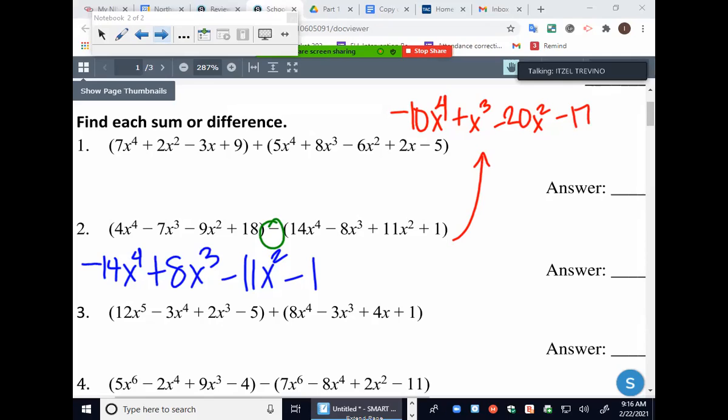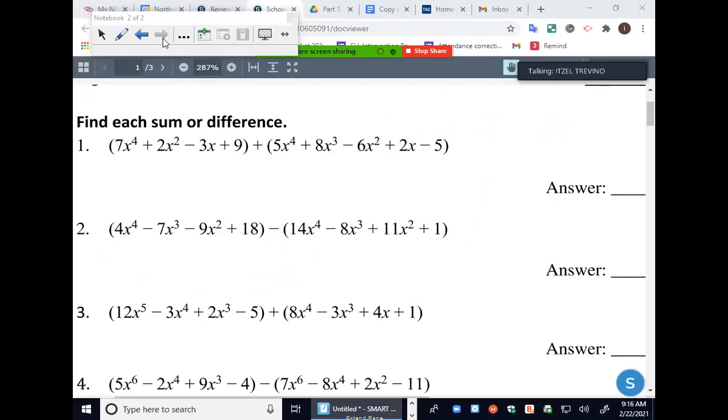It's okay. We don't have to put 0x. We can just keep it moving. Okay. So we did addition. We went over subtraction. Now we're going to multiply.